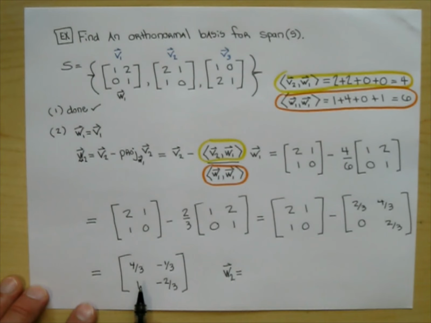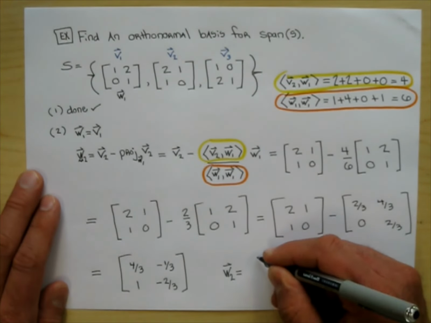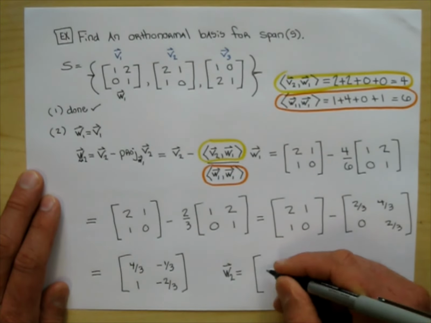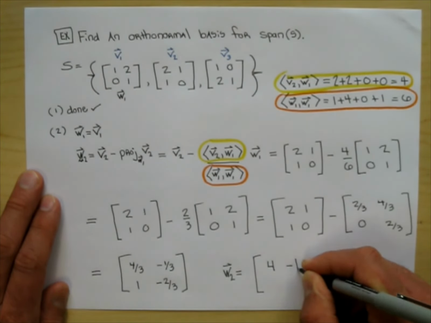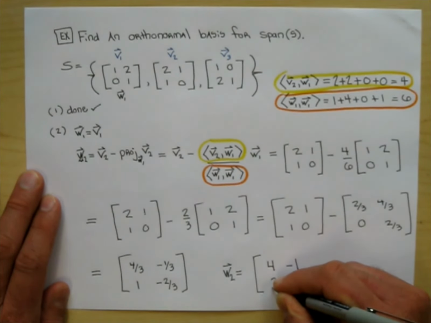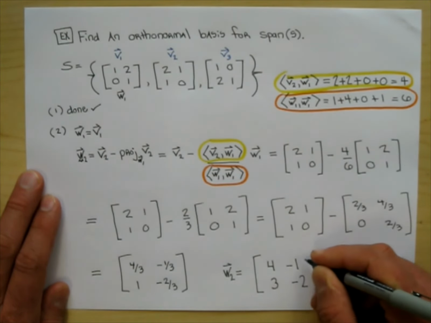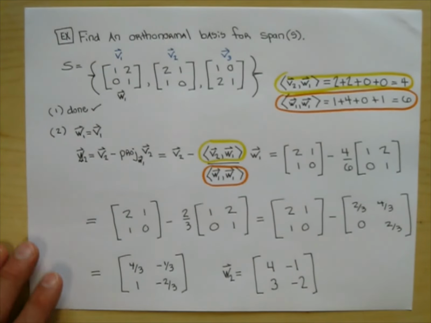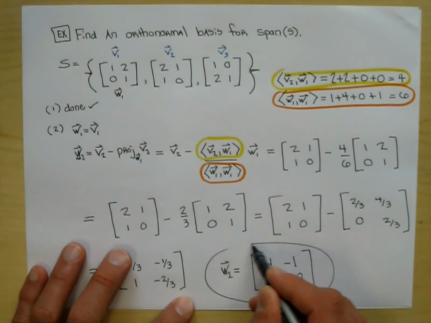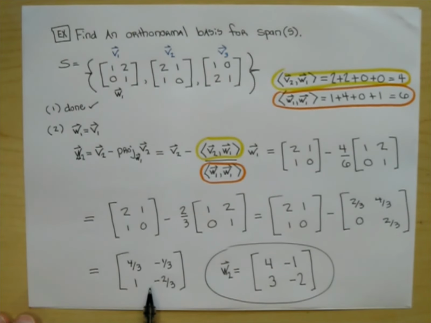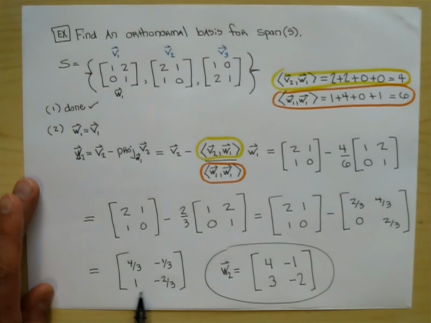How could I scale it? I'm going to multiply everything in this matrix by 3. So W2 is going to be 4, negative 1, 3, negative 2. And so there is W2. I'll circle it. And it's really this guy scaled. And it doesn't really matter. You can use this if you don't feel comfortable with what I did with the squiggle and said, oh, he's going to scale it.